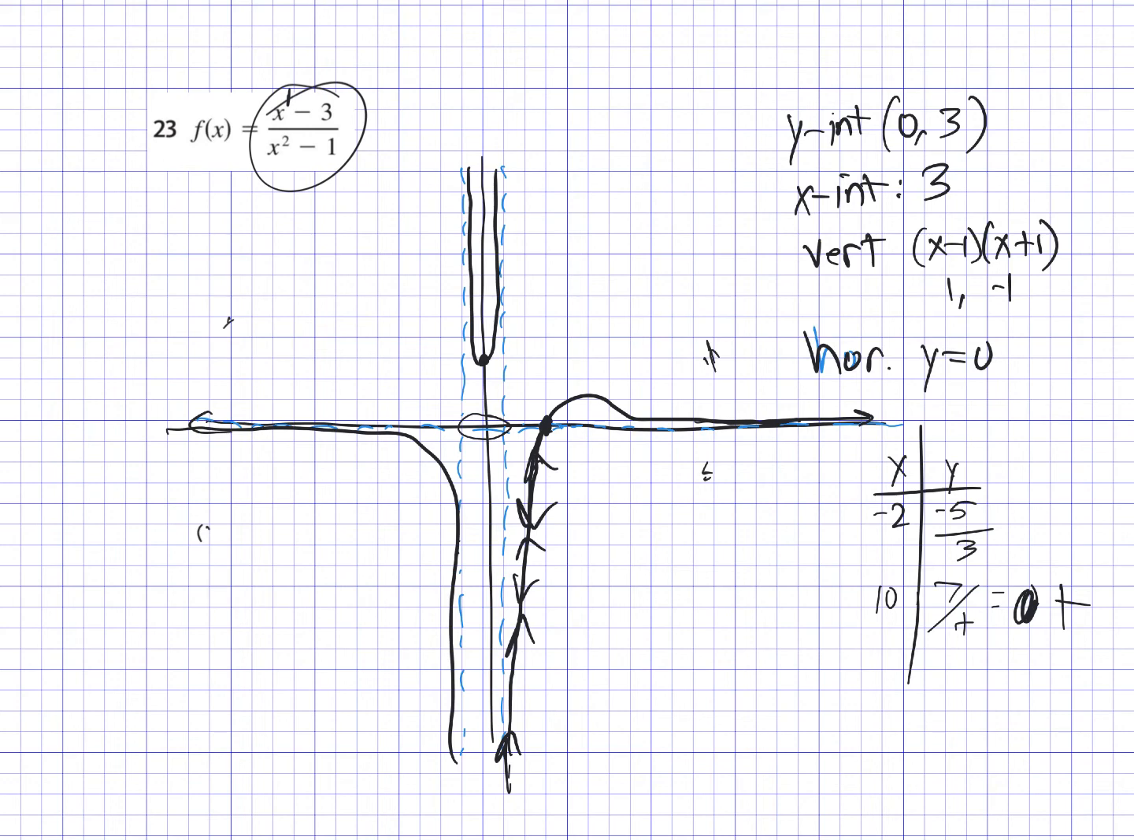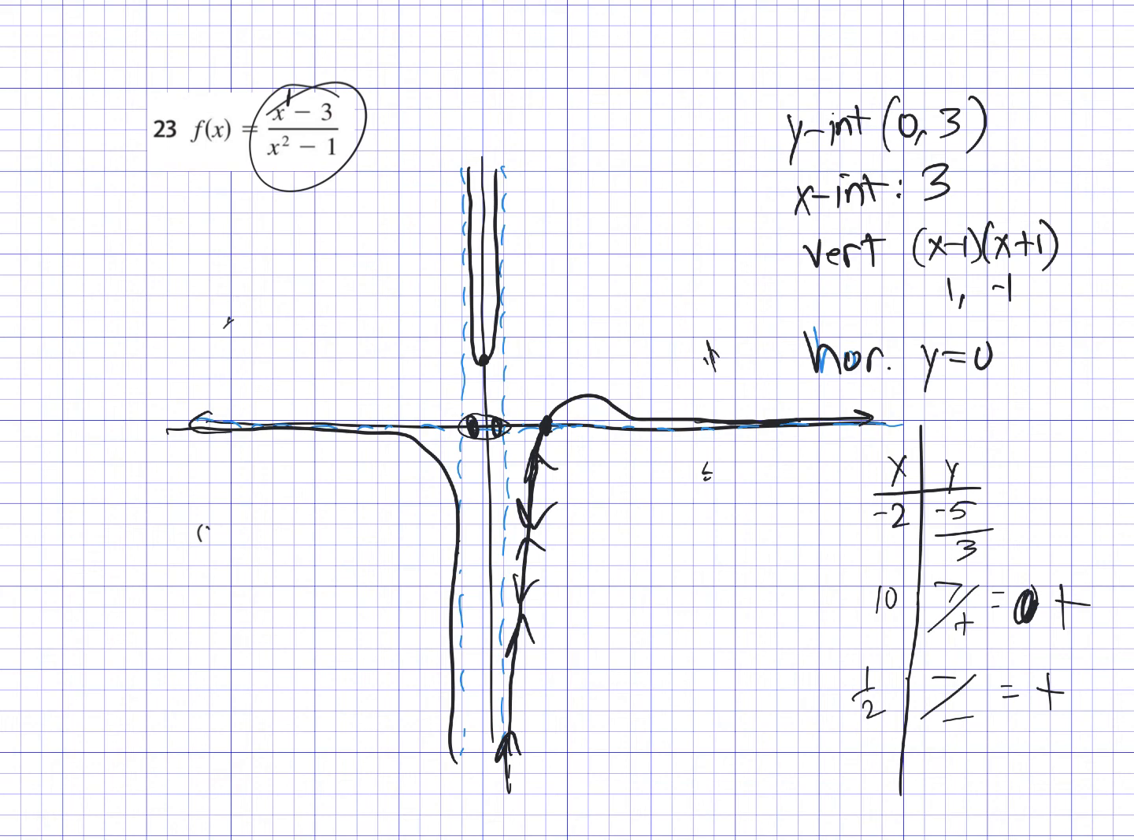Otherwise, you have to put in like -1/2 and +1/2 and see where those values are. But we could do a +1/2 just to find if we're positive or negative. We don't need to calculate it. So 1/2 minus 3 is negative, and 1/2 squared is positive 1/4. 1/4 minus 1 is still negative, and that makes a positive value. So I know I'm above at that point.